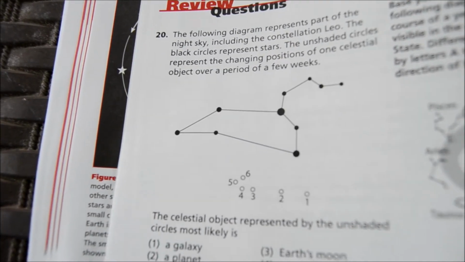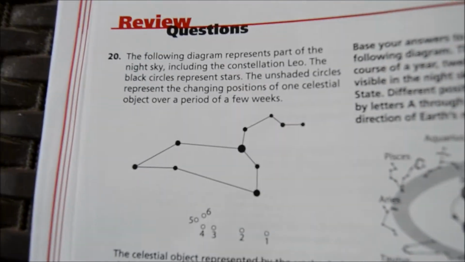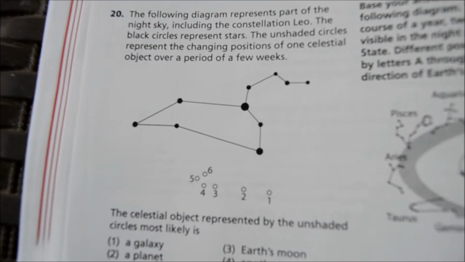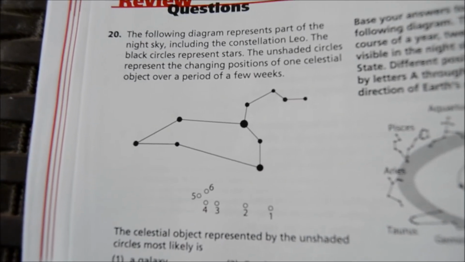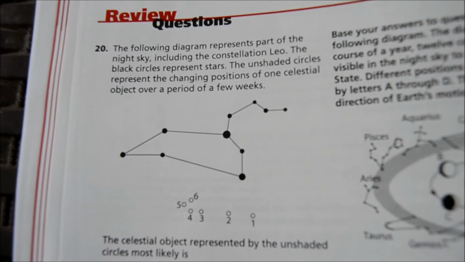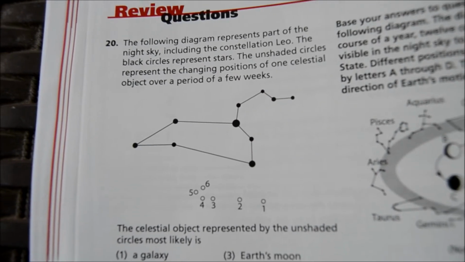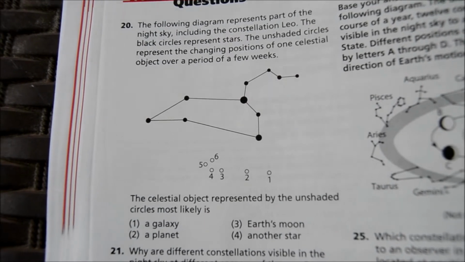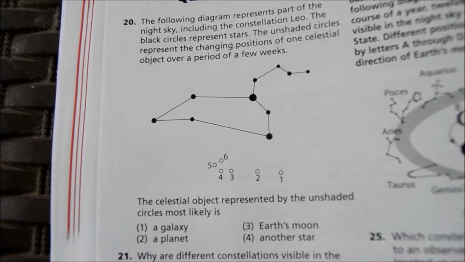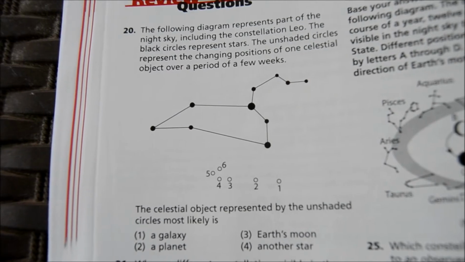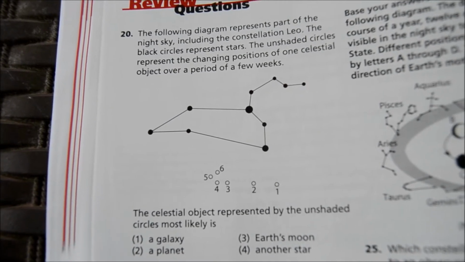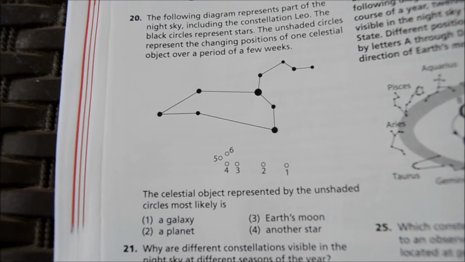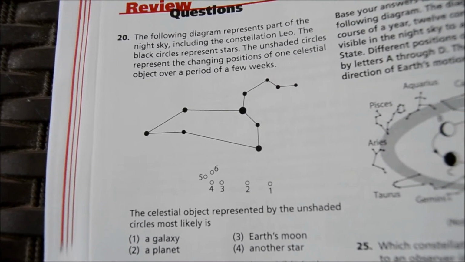Question number 20. The following diagram represents part of the night sky, including the constellation Leo. The black circles represent stars. The unshaded circles represent a changing position of one celestial object over a period of a few weeks. The celestial object represented by the unshaded circles most likely is... So if I'm looking at the unshaded, you'll see 1, 2, 3, 4, 5. They're moving in one direction. And all of a sudden 6 seems to be coming backwards.